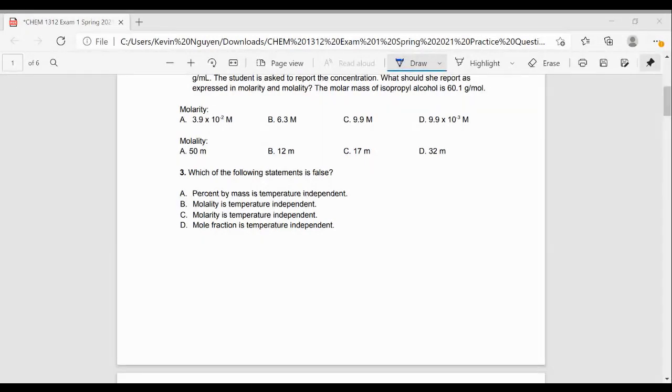And then just looking at D real quick, so mole fraction is temperature independent. Is that true or false? So mole fraction, basically you're saying it's a part over a whole. That's what fraction is. And so that means we're going to have moles of a part, like your solute, divided by moles of the total solution. So neither of those are a volume. They are like an amount, a quantity. So it's temperature independent.